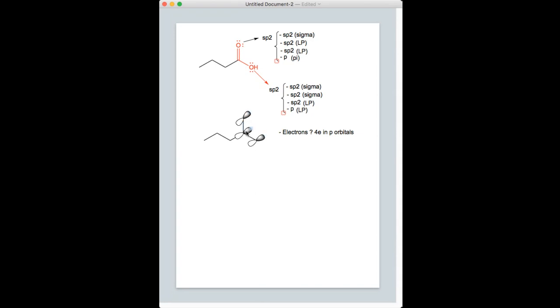So 3 sp2 atoms next to one another. There has to be interaction here, and there must be interaction here too. It's exactly the same, okay?